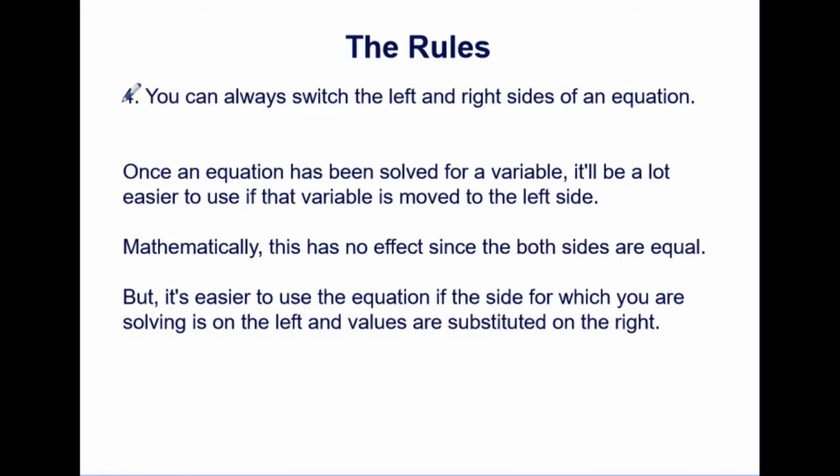The fourth rule is that you can always switch the left and right sides of an equation. Once an equation has been solved for a variable, it'll be a lot easier to use if that variable is moved to the left side. Remember, that's always our goal. So mathematically, this has no effect since both sides are equal, but it's easier to use the equation if the side for which you are solving is on the left and the values are substituted on the right.